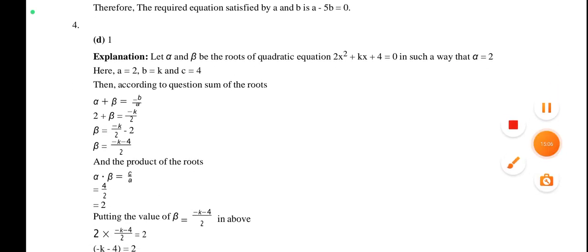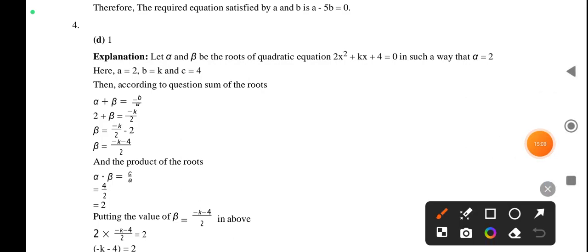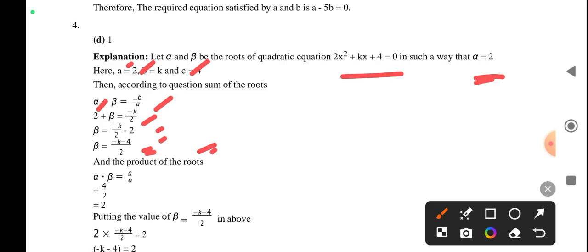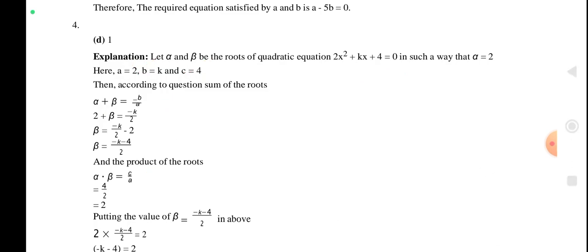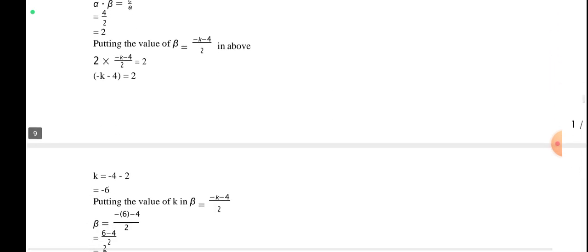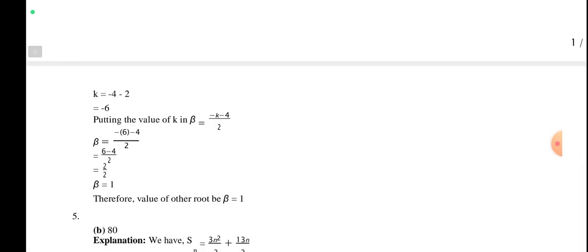And the fourth one, children. We have alpha and beta are the roots of the quadratic equation. Alpha is 2. A, B, C given. Alpha plus beta is minus B by A. Then alpha value 2, substitute, plus 2 goes with the sign of minus 2. Get the value of beta. Then the product of zeros, the roots alpha beta, equals C by A. Again substitute. Again we are getting the value at last, beta equals 1.